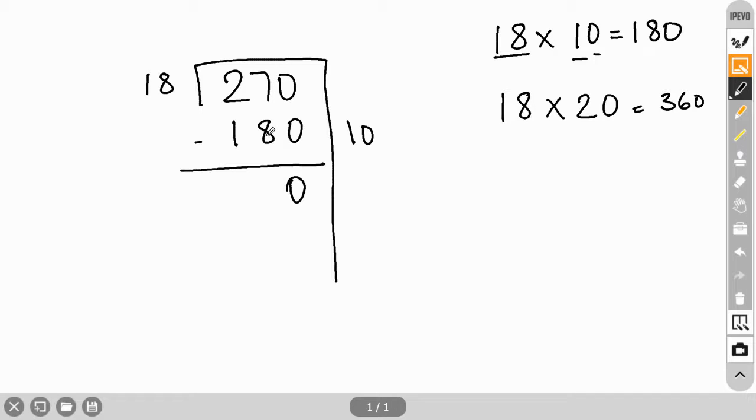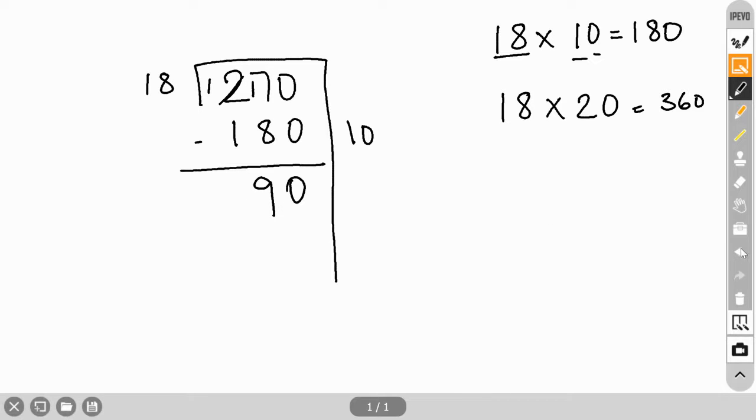7, you cannot take away from 8. So I have to regroup from here. So this turns into a 1. This is a 17. 17 take away 8 is 9. And 1 take away 1 is 0.